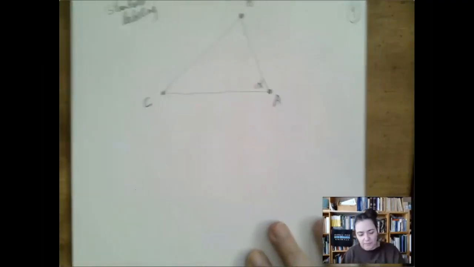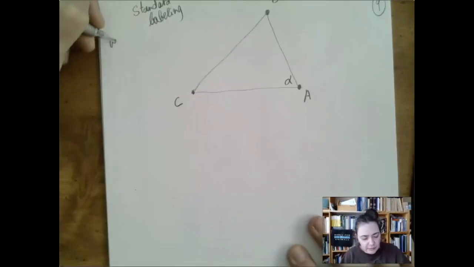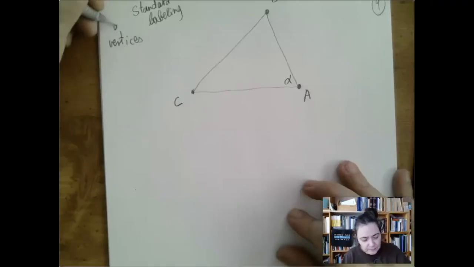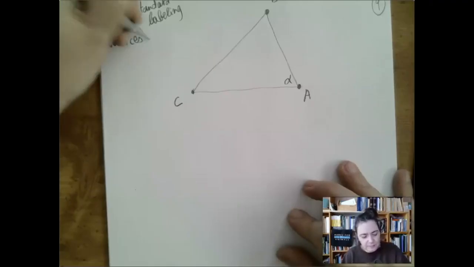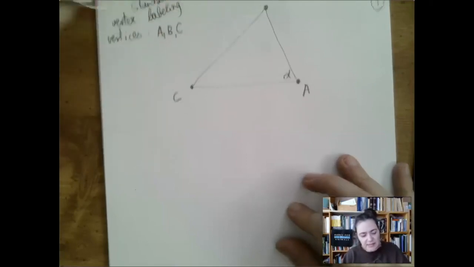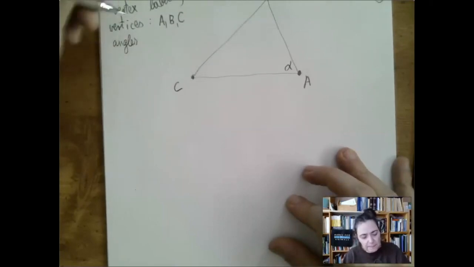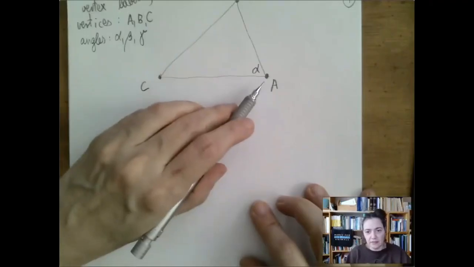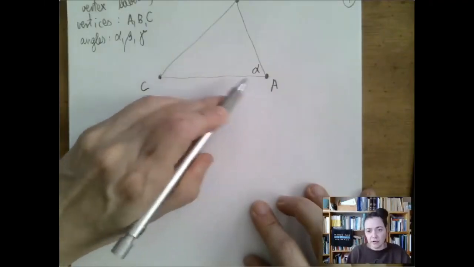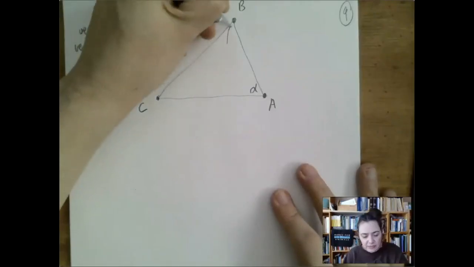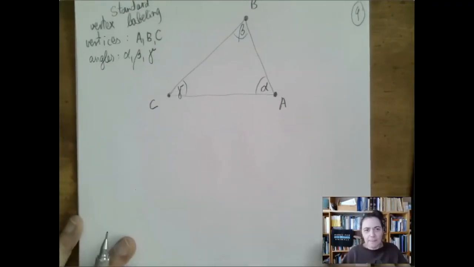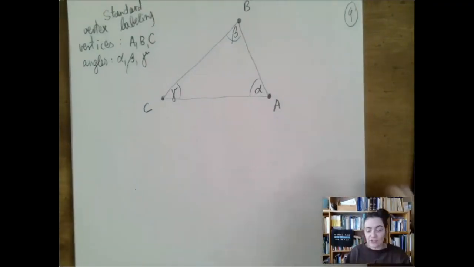So these points are called the vertices. I will never use that word. Those are the points A, B, and C, and the angles are alpha, beta, and gamma. And standard labeling means that once you throw out A, that's where alpha has to go. And beta has to be with point B, and then gamma has to go with point C. That's fairly straightforward.